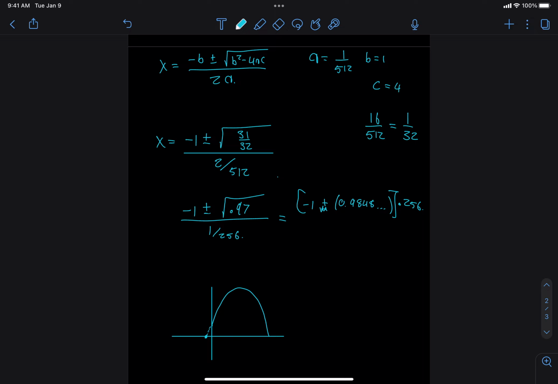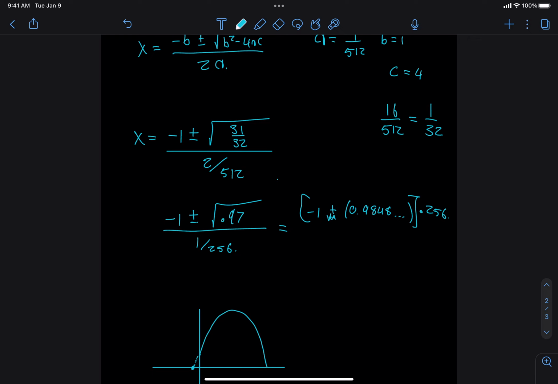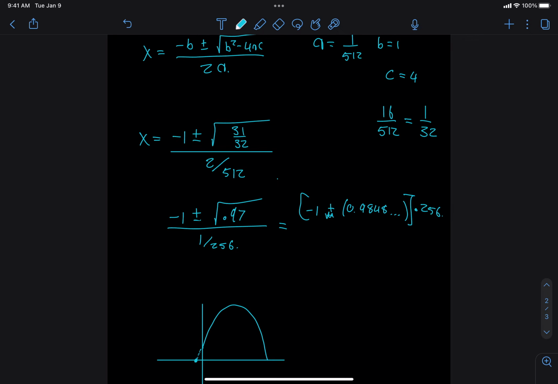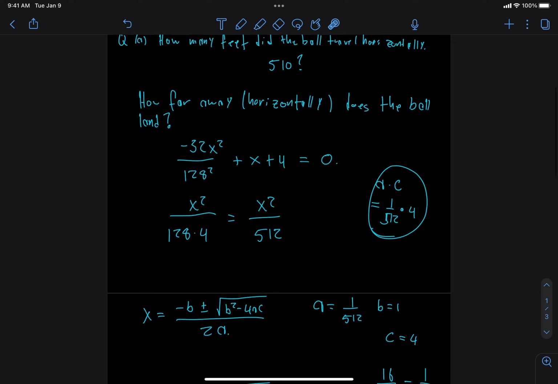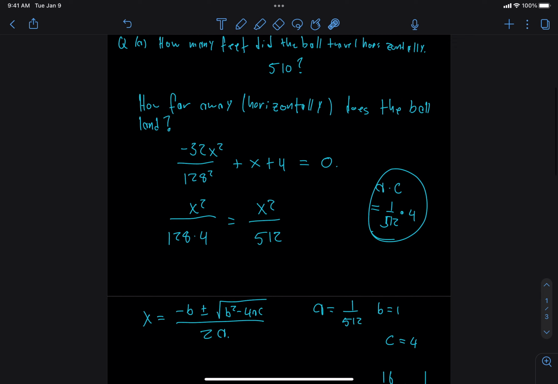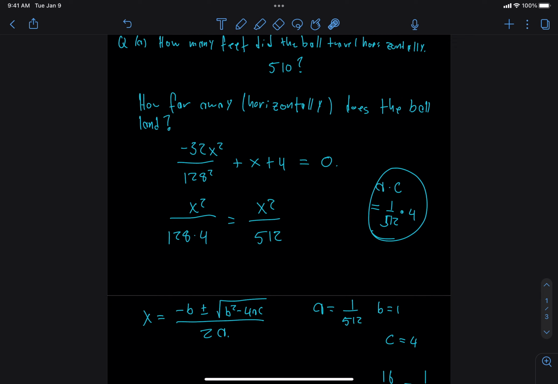Something's definitely wrong. I don't like this question. Something's definitely wrong because if I add... It'd still be negative, right? Mm-hmm. So what did I do wrong? Let's look back at the problem. Did I write it down wrong? 32x squared over 128 squared plus x plus 4. Ah, it's negative.